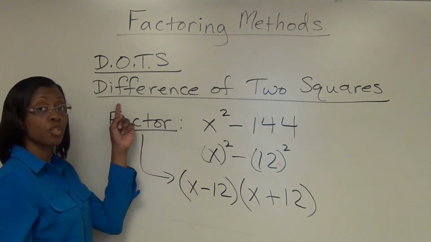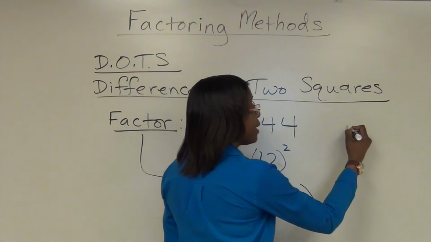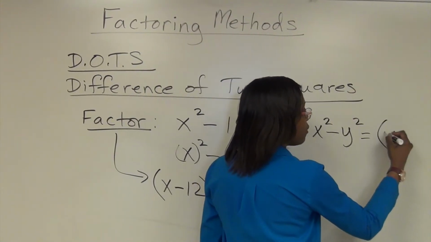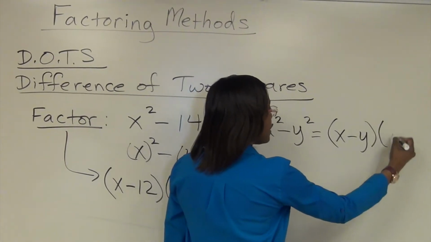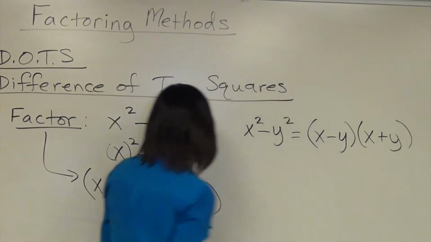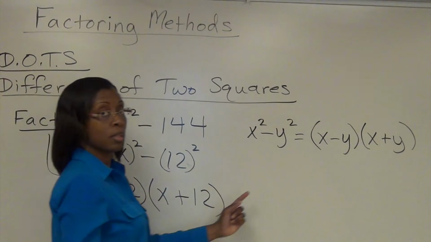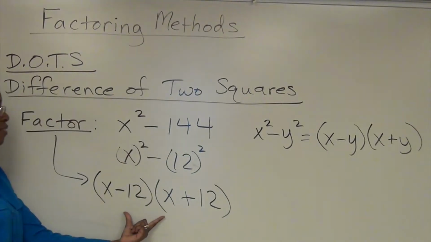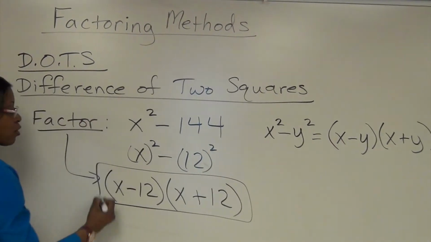All right, the difference of two squares, our formula is: if you have x squared minus y squared, then the factored form is x minus y times x plus y. Doesn't matter which one you put first. x minus y times x plus y will be our answer. So that's why this is our answer. This is our factored answer.